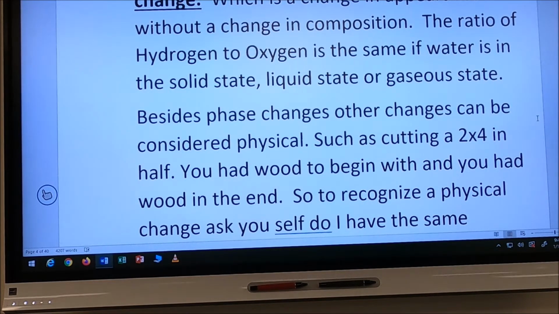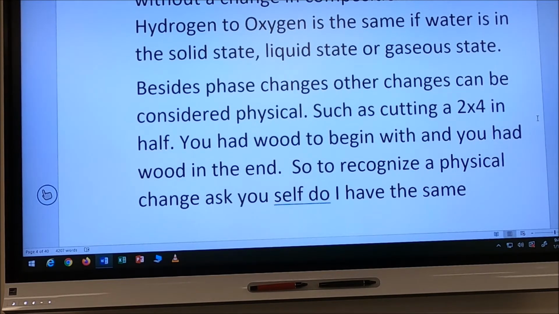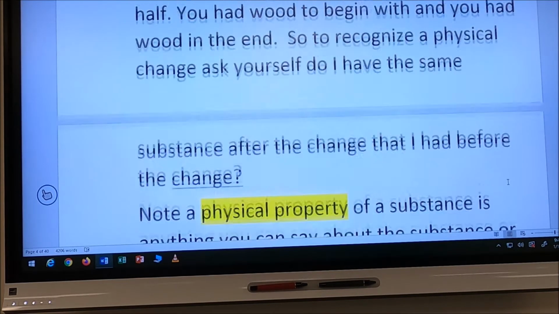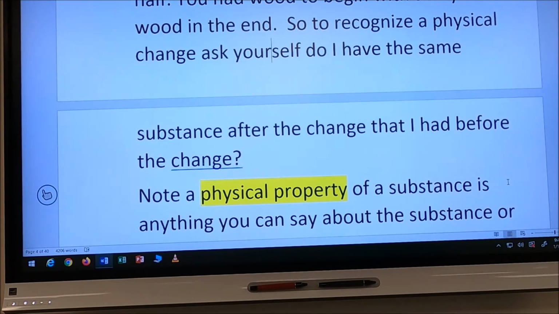Now, besides changes in state being physical changes, there are other physical changes. If you were to cut a 2x4 in half, or fold a piece of paper, or rip a piece of paper, cut a piece of cloth, those are physical changes. So we recognize a physical change by the fact that we have the same substance after the physical change that we had before. It just looks different. So ask yourself, do I have the same substance? If you do, it was a physical change.